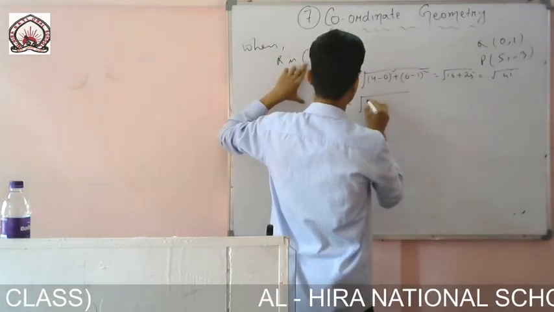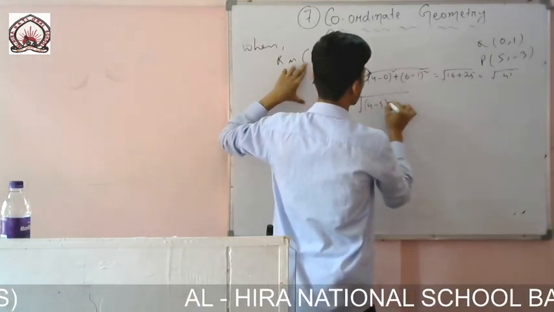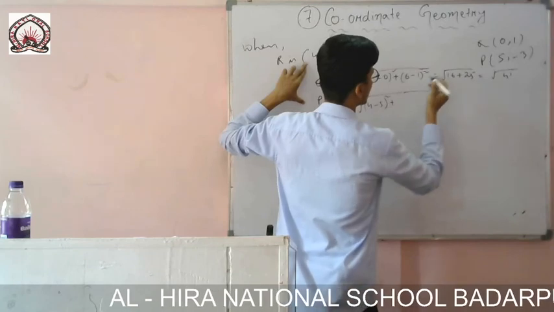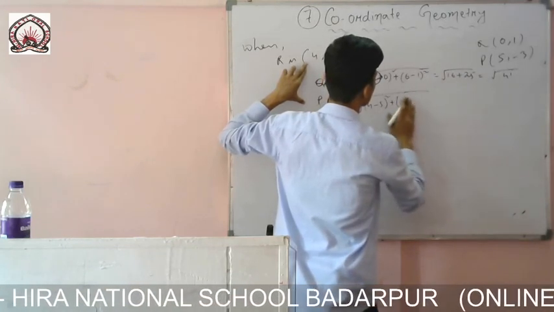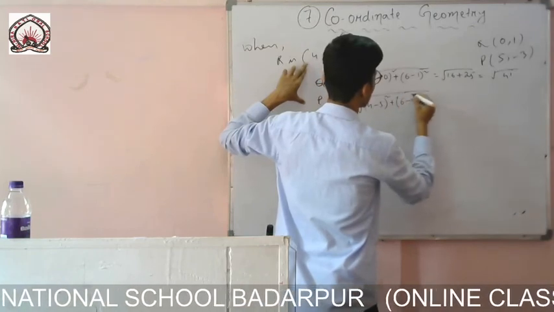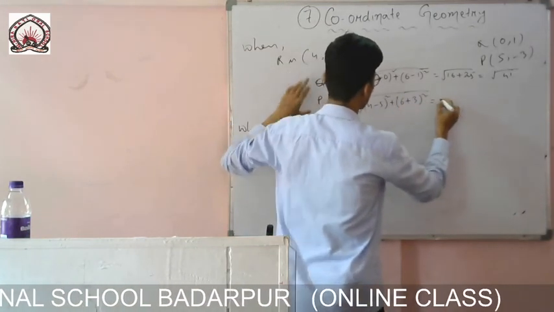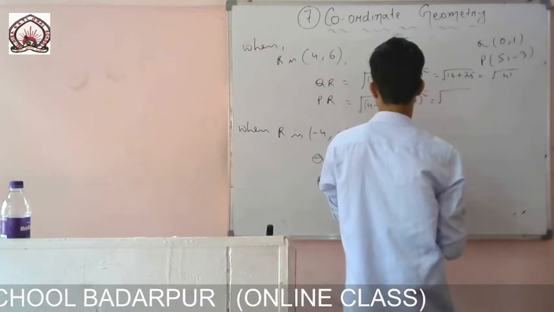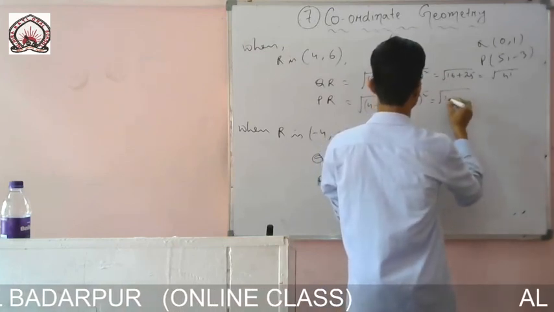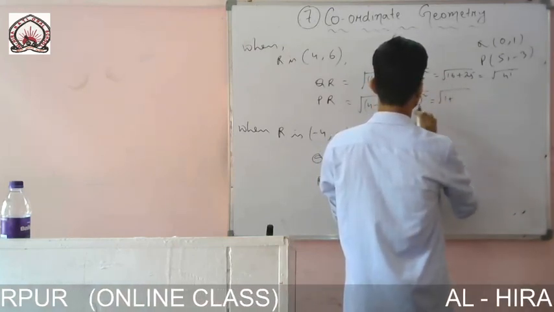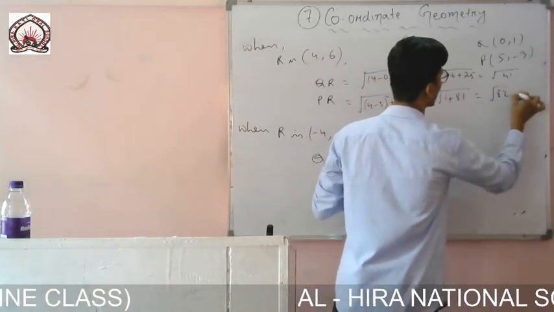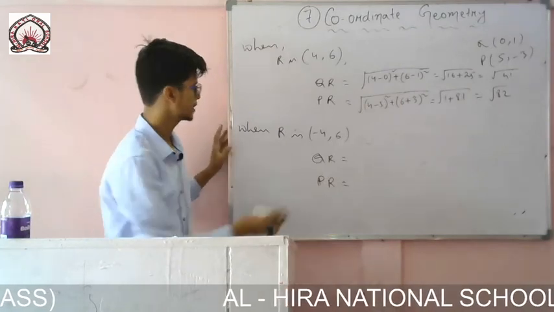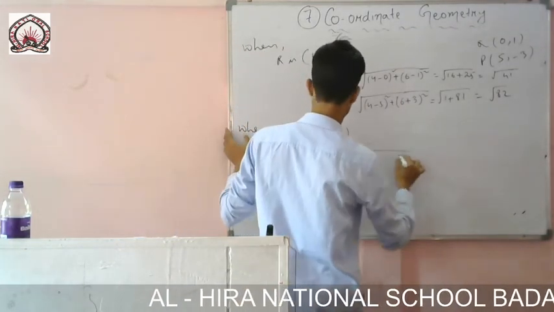So again 4 minus 5 whole thing squared plus 6 minus minus 3, so it will be plus 3 whole thing squared. So 4 minus 5 it is minus 1, squared that is 1, and 6 plus 3 it is 9, squared it is 81. So 81 plus 1 is 82. So PR is root 82. Now this one it will be QR.